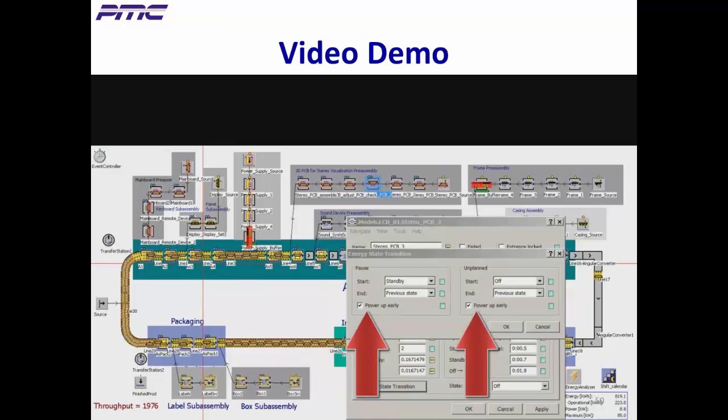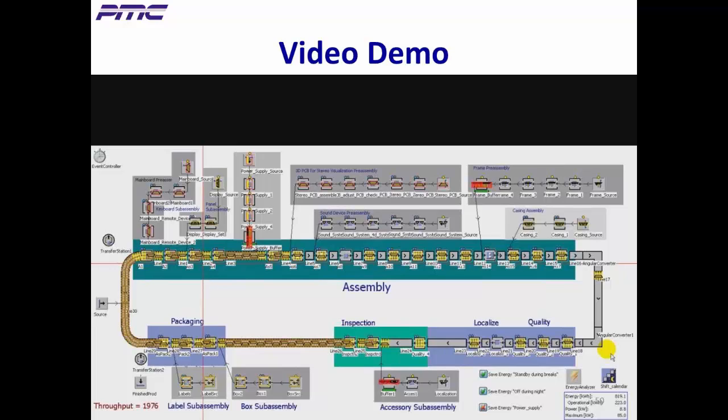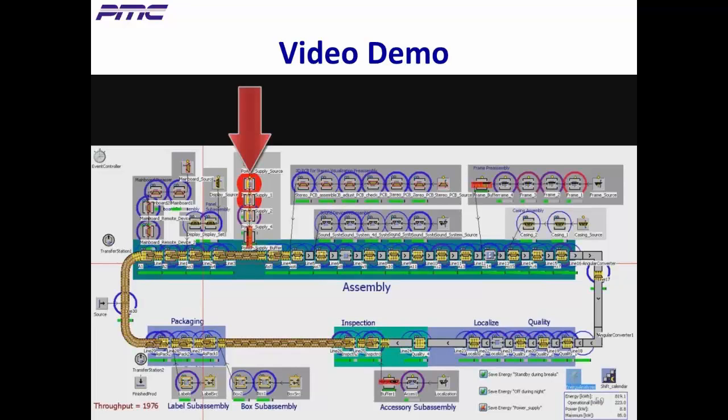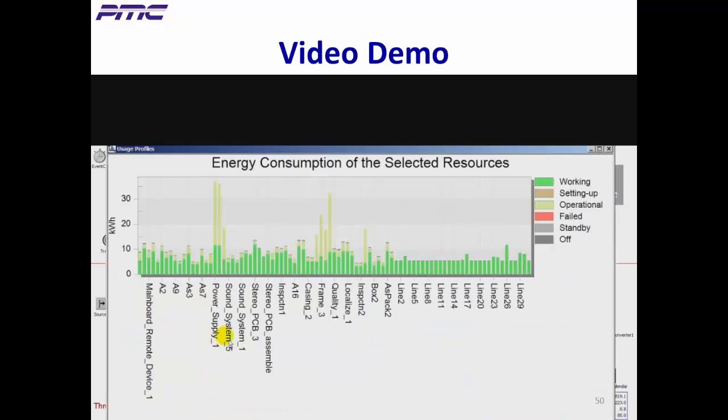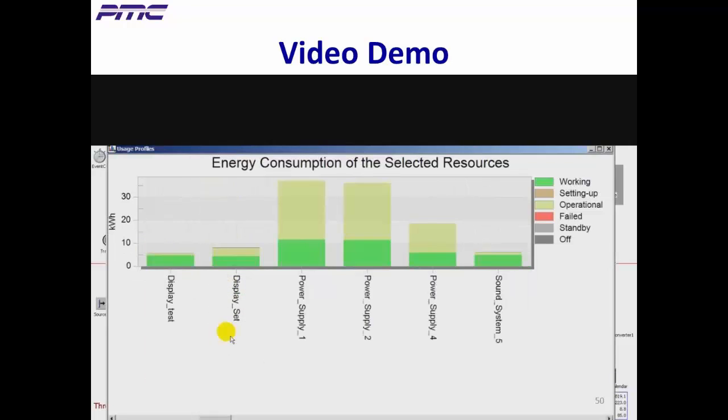Now, if we look at the Energy Analyzer's Show Visualization option, we can see things have improved, but power supply stations 1 and 2 are still high energy consumers, as indicated by the solid red circles. If we look at the Energy Analyzer's Show Chart option, you can see that the power supply area consumes a lot of energy while in the operational state. We can see the details by highlighting the area in the chart.